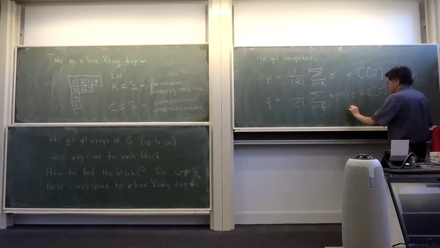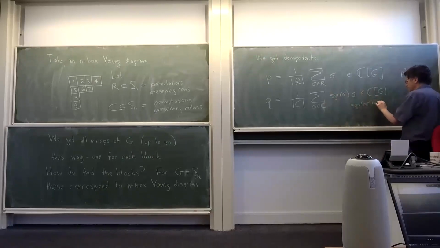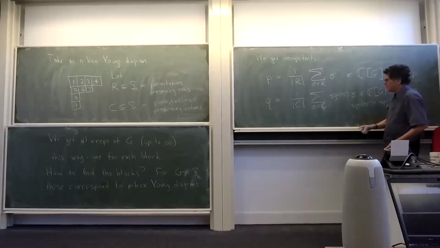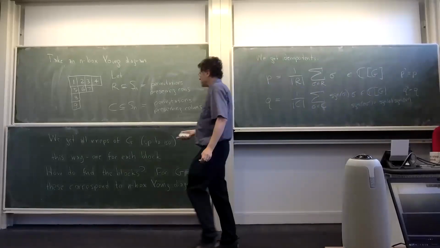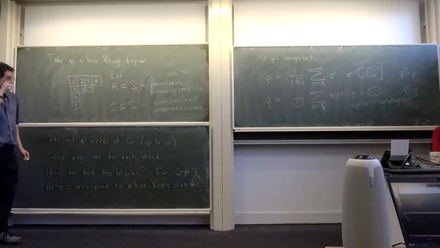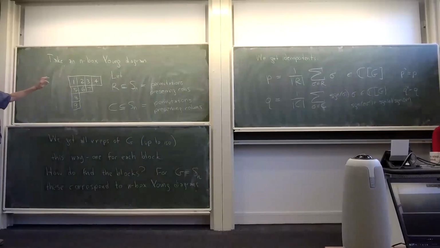The main thing you need to know is that the sign of a product of permutations is the product of their signs, and the signs could be plus or minus 1. And so if you know that, then you can just square this thing, and you can see that you get back the same thing. Just a little easy calculation if you know this fact. So we get again an idempotent. So those are two ways to get an idempotent from this guy.